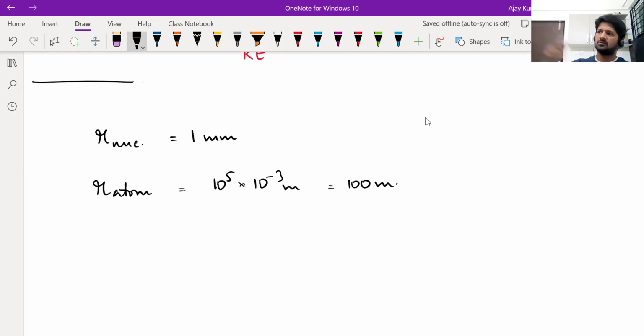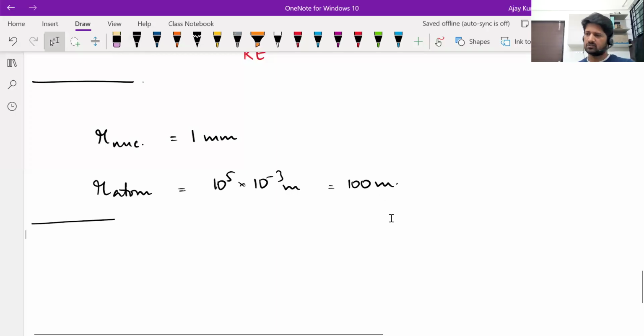Okay, 100 meters is almost like the length of a street. So if you take the size of the nucleus to be 1 mm, radius or diameter, anything, suppose you took diameter to be 1 mm, then the diameter of the atom will be 100 meters. It is that large compared to the nucleus, or the nucleus is that small compared to the atom. The atom has that much empty space. Okay.